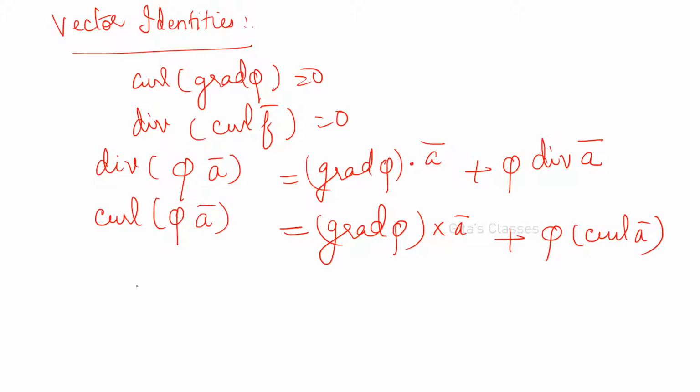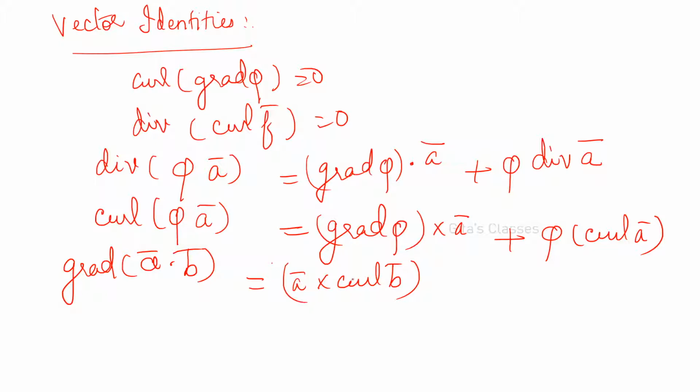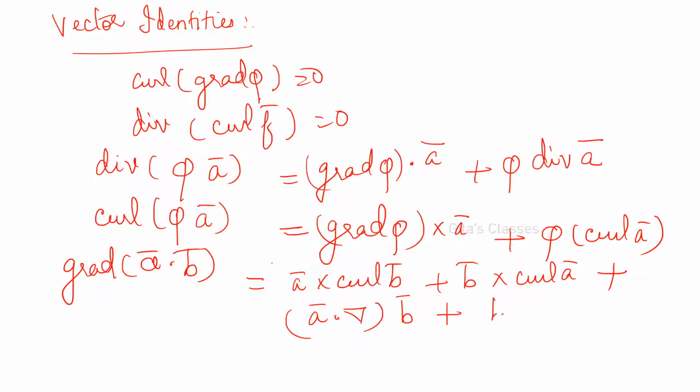Then we have gradient of A dot B, which is equal to B dot del, or this will be easy to remember, A cross curl B plus B cross curl A, plus A dot del of B vector, applied on this, plus B dot del of A vector, applied on this.